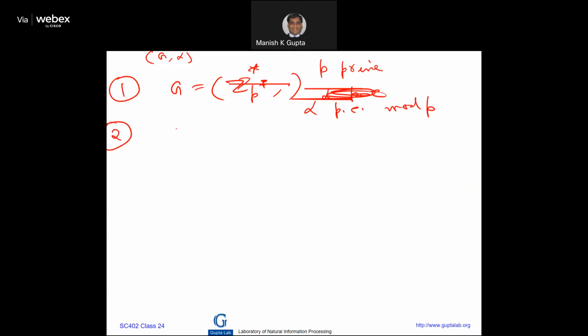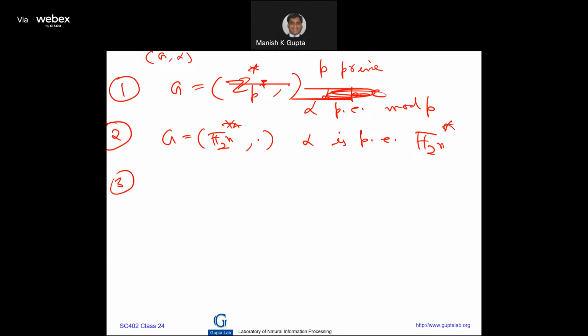Second, we have G equal to F_2^n star, where alpha is a primitive element in F_2^n star. Primitive element means the order of alpha is the size of the whole group, that is, 2^n minus 1, right? If you remember.